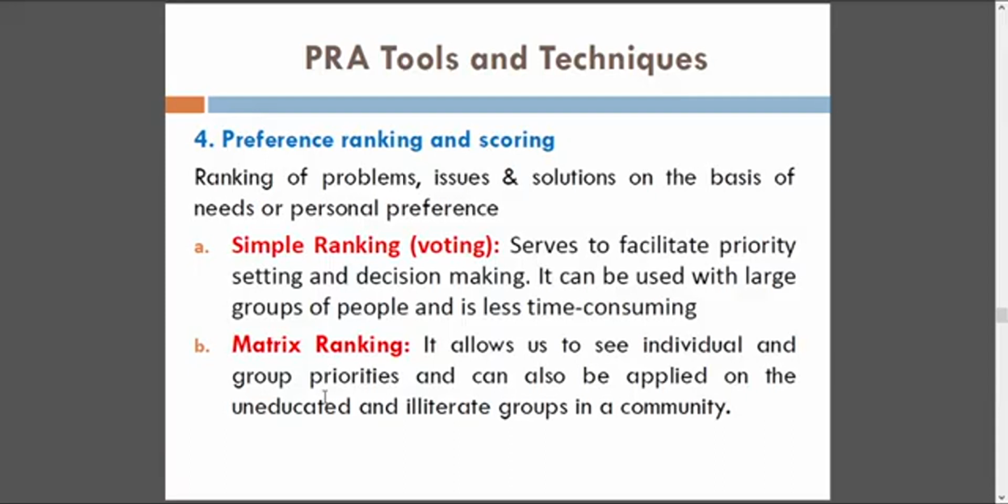So for example, if seed appears highest, then we will take seed as the first option for the farmers. Then we go to the second and the third. So when you're choosing what to give to our community, you will go with that rank. You will choose what is ranked highest.